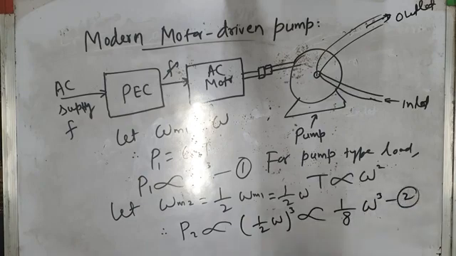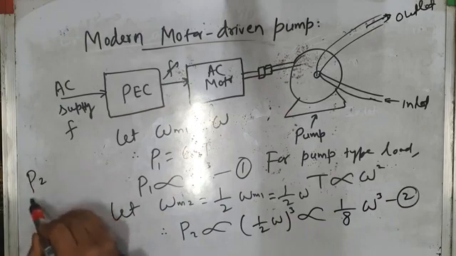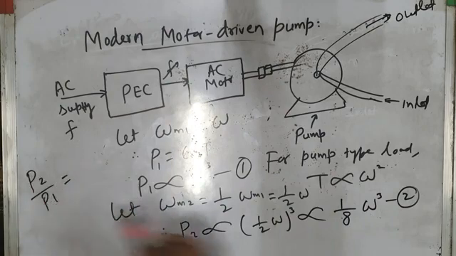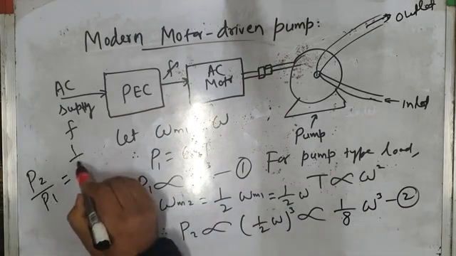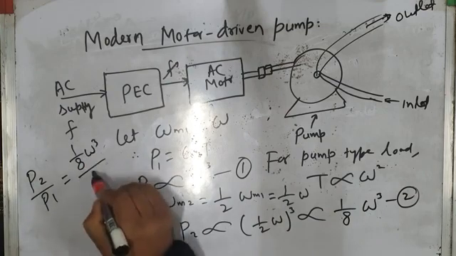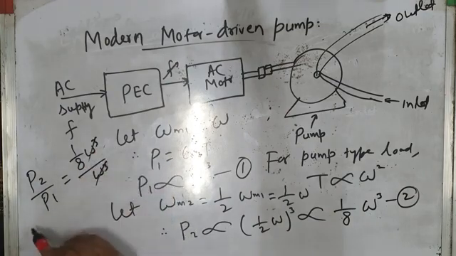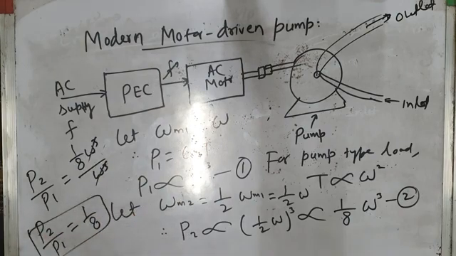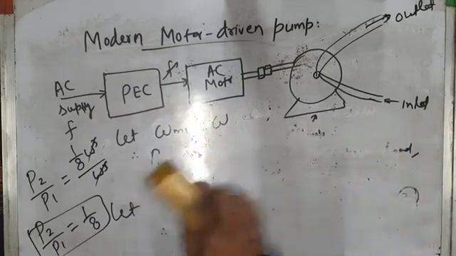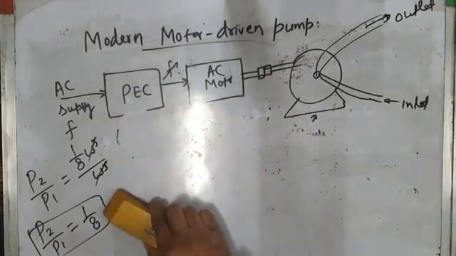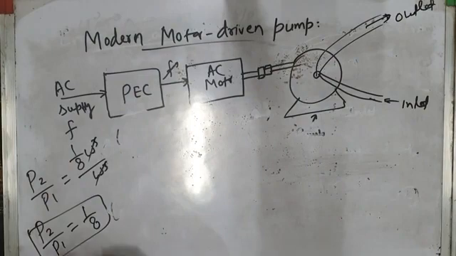Let's call this equation 2. Dividing equation 2 by equation 1, you will get P2 by P1 is equal to 1 by 8 omega cube divided by omega cube, where omega cube cancels. So P2 by P1 is equal to 1 by 8. Which means when the motor is run at a speed which is half of the rated speed, the power drawn by the motor from the source reduces by a factor of 1 by 8.